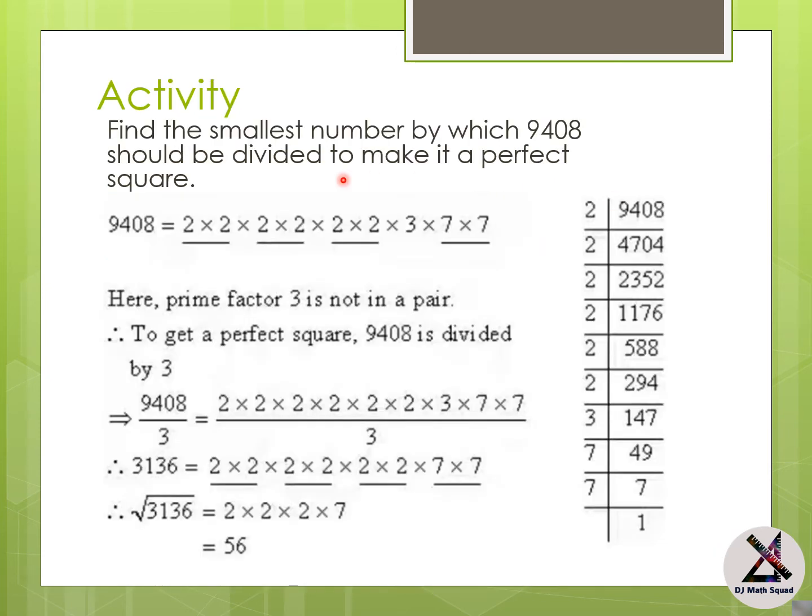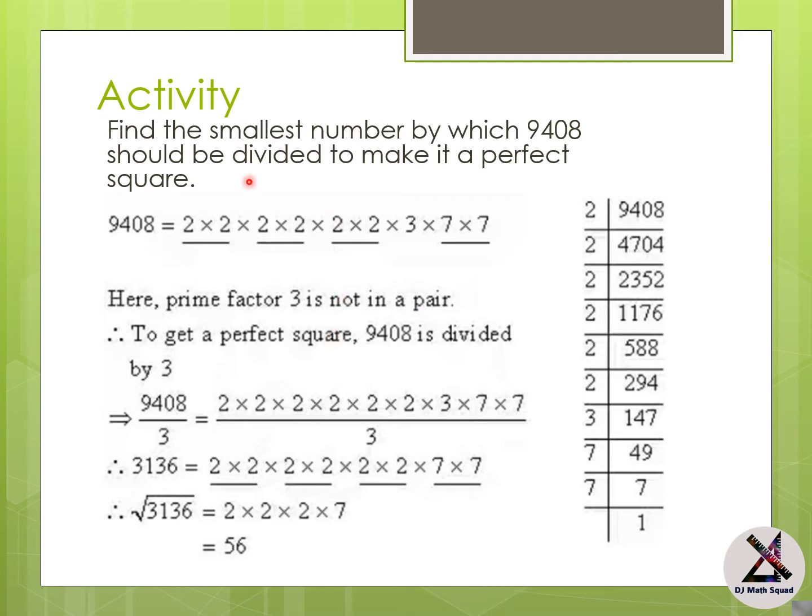Then the next activity is here. Find the smallest number by which 9408 should be divided to make it a perfect square. Okay, now these kind of questions usually come in your exams quite a lot.